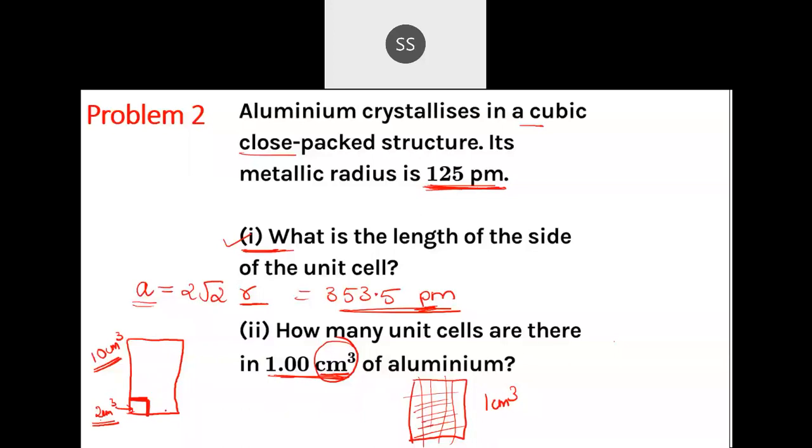Yeah, 5. 5 is the correct answer. Correct, no? Whole volume is 10 centimeter cube, one piece is 2 centimeter cube, so how many pieces are there? Yeah, 5 is the correct answer. Very good. So how did you get 5?